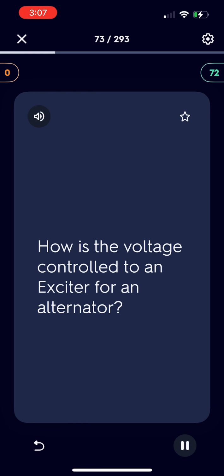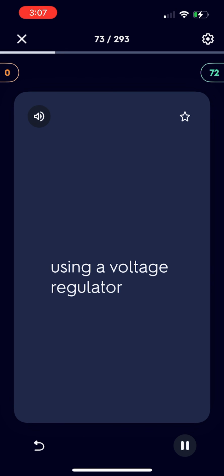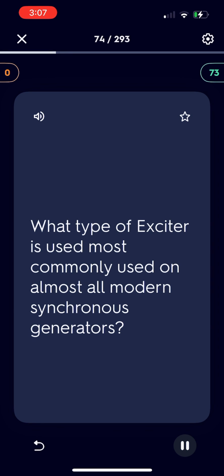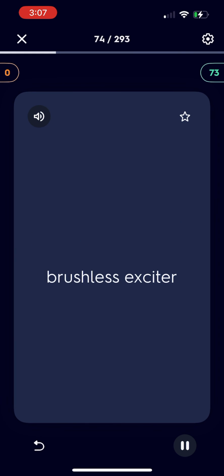How is the voltage controlled to an exciter for an alternator? Using a voltage regulator. What type of exciter is most commonly used on almost all modern synchronous generators? Brushless exciter.